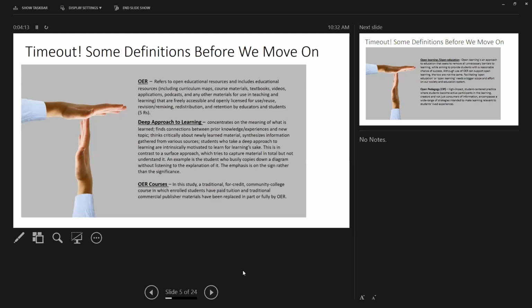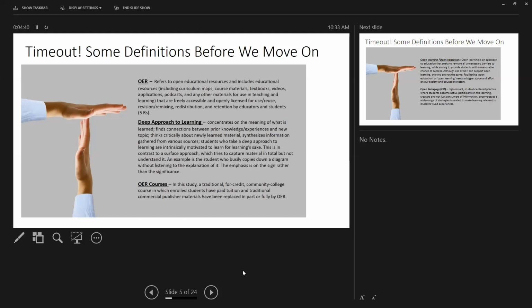And this is a contrast to surface learning, where students tend to just memorize or stick to the syllabus and don't go outside of anything that's in the syllabus. And I like the example of a student who, when provided with a diagram, busily copies it down, but doesn't listen to what it's for or what it means. And so the emphasis then is on the sign instead of the significance. So I thought it was important to quickly examine what I mean by deep approaches to learning.